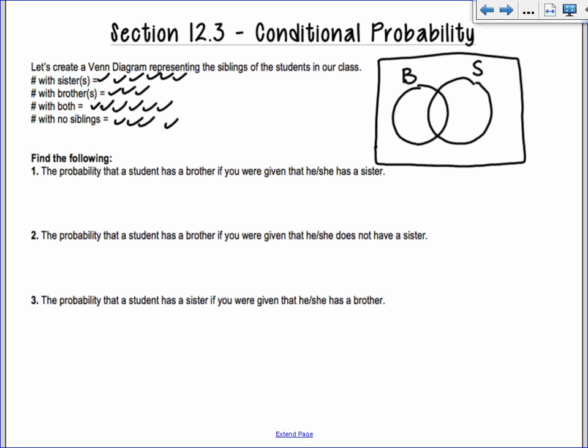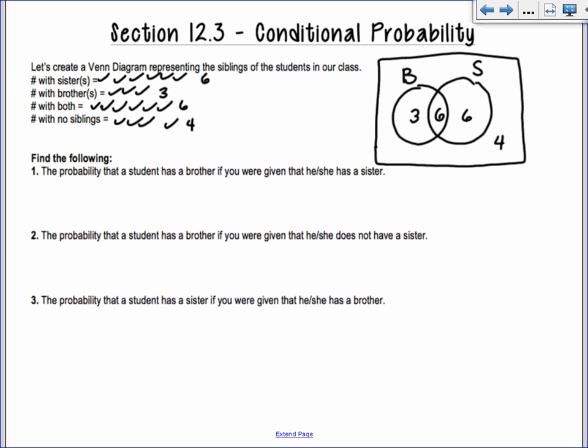Brother. Okay, so we have 6 that have a sister, 3 that have a brother, 6 that have both, and 4 that have none. If we were filling in a Venn diagram, we always start in the middle. So we have 6 people that have both a sister and a brother, 3 people that had brothers only, 6 people that had sisters only, and 4 people that were only children.